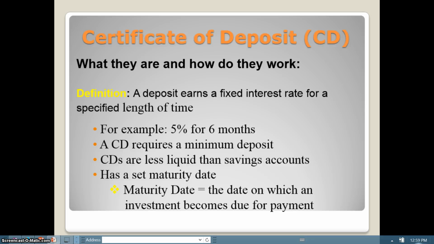And you'll find that there's a relationship with it. The larger the minimum deposit, the greater the interest rate that they will give you, as well as the longer time that you allow the bank to have that CD, the greater the interest rate. CDs are much less liquid than savings accounts. You cannot access that money until the maturity date, the time the investment comes due for payment. If you do pull out early, you could lose your interest earned plus have a 10% penalty fee.